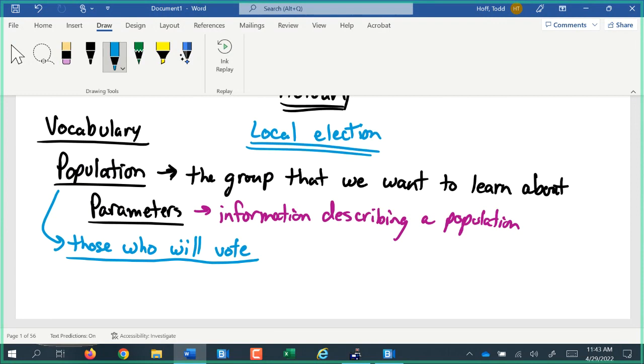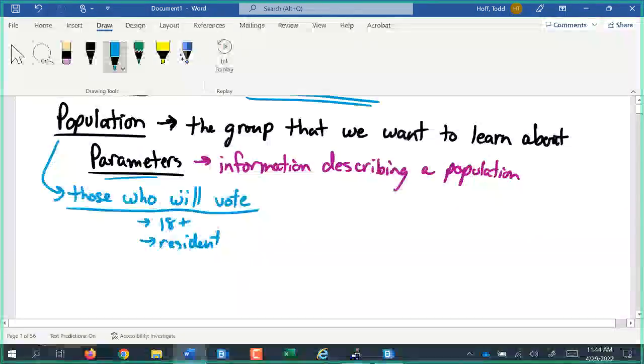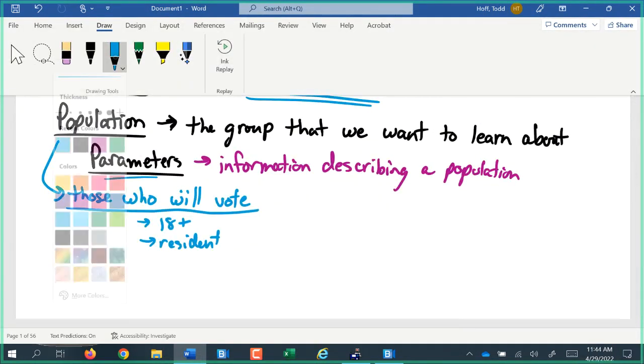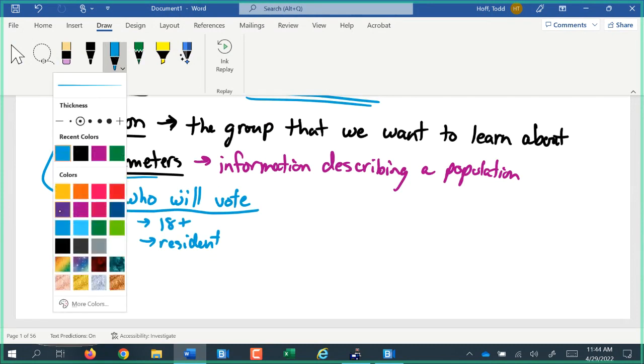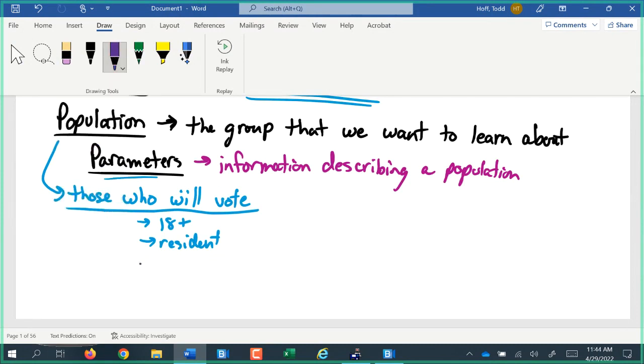Well, there are a lot of parameters describing that. Of course, they have to be 18 or over. They have to be a resident of the city. They have to be eligible to vote and all of that. But that's not what we want to learn about. Those are parameters. So what we define is something even further called a parameter of interest.